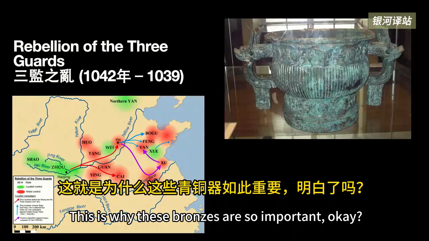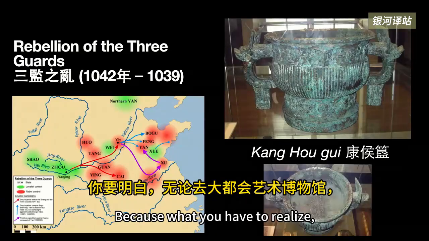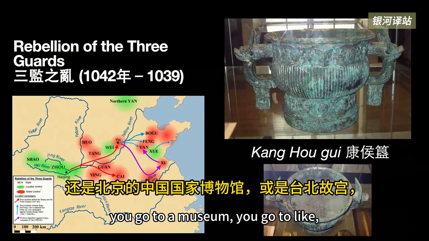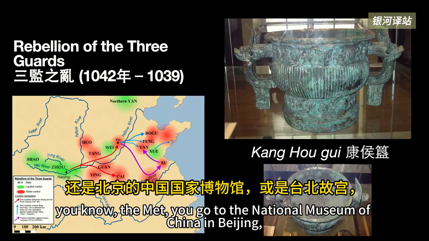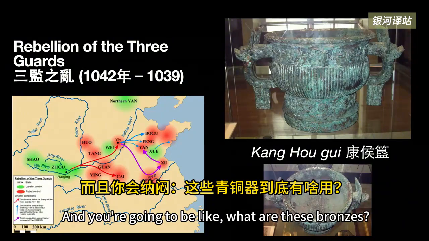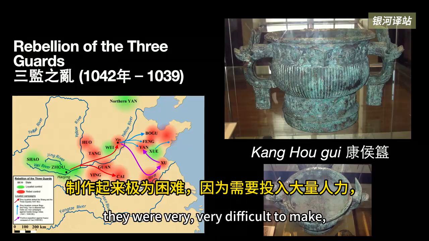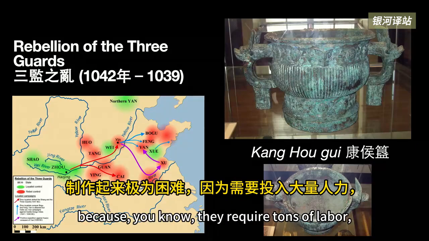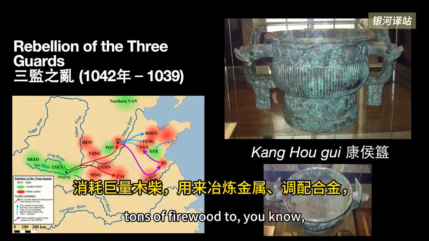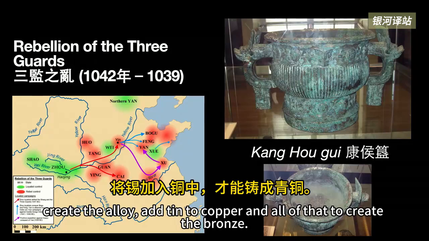Yeah, there you go. This is why these bronzes are so important, okay? Because what you have to realize, you go to a museum, you go to the Met, the National Museum of China in Beijing, the Taipei Palace, you go all over, you're going to see bronzes, okay? And you're going to be like, what are these bronzes? They're fascinating objects. They were very, very difficult to make because they require tons of labor, tons of firewood to smelt this and create the alloy, add tin to copper and all of that to create the bronze.